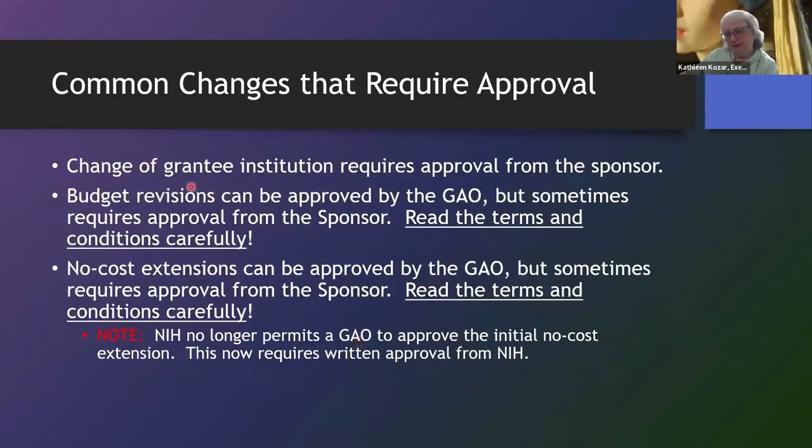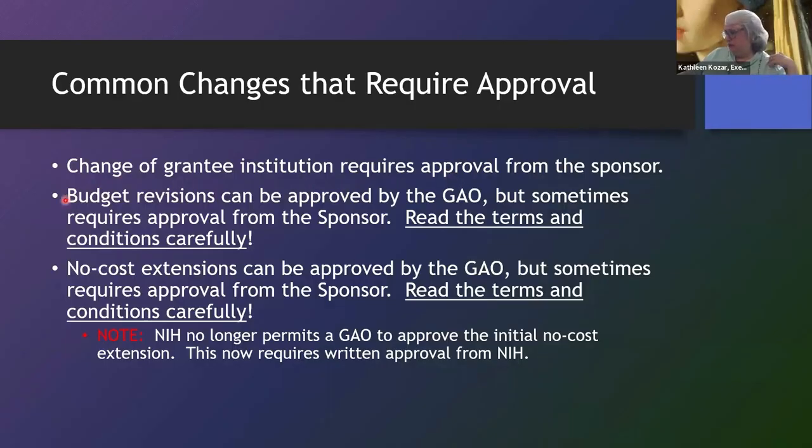Of course, a change of grantee institution requires approval from the sponsor. So with great frequency, Tulane will have a faculty member who has grants here at Tulane, and they leave Tulane and they go to another institution. We can choose to relinquish that grant to the other institution, and that all requires extensive coordination between Tulane and the new institution and approvals from NIH or from any federal agency. So just be aware that a change of grantee institution requires a lot of work and approval from the sponsor.